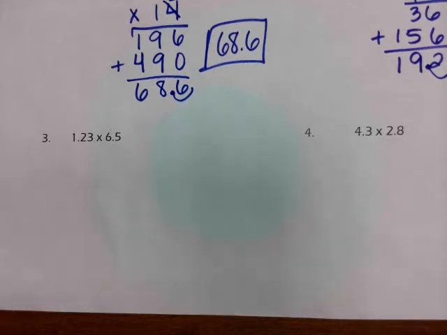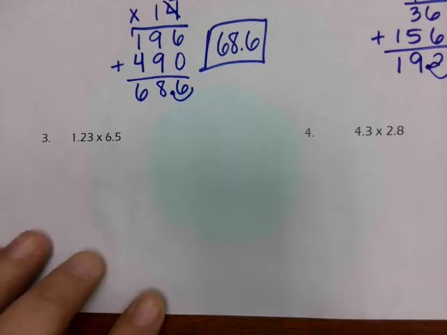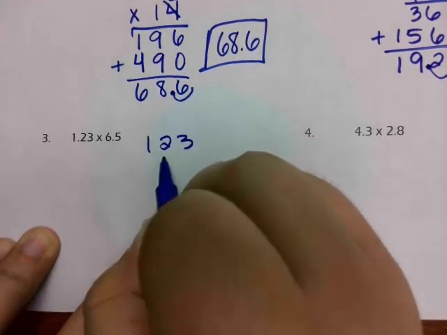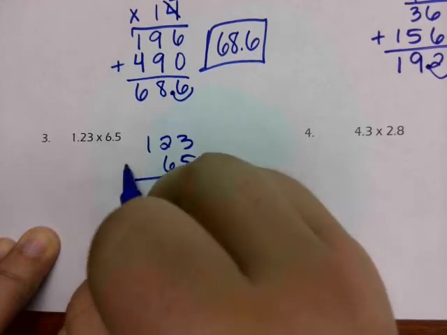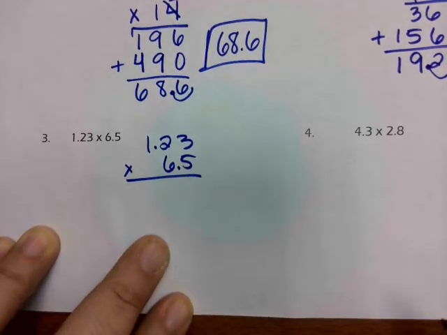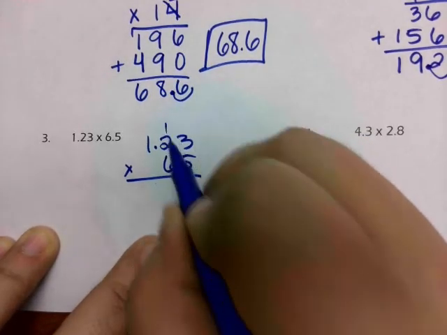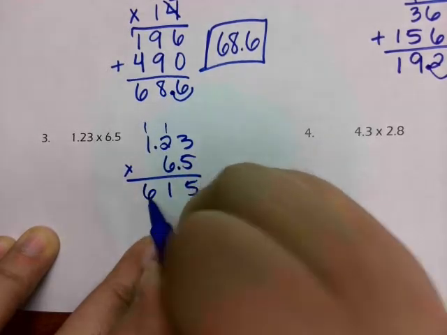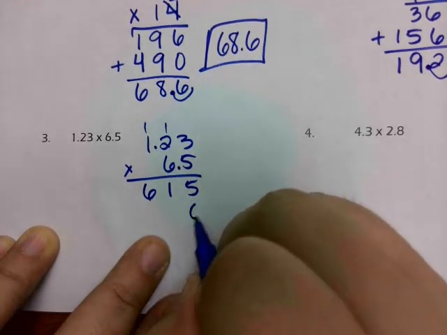Alright, now that y'all are back, you've solved them on your own. Let's see if you got them correct. So we have 123.65. Got my decimal point here, my decimal point here. Multiply like normal. 15, 11, 6. Put a placeholder.